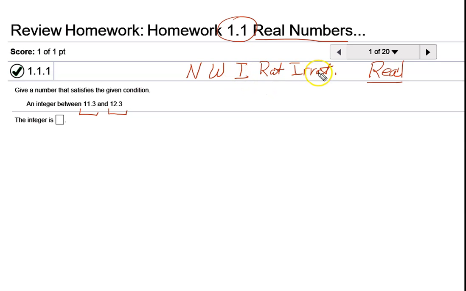So let's see if someone knows this answer. All you would have to write down is this: an integer between this and this is, and if you said 12, that is correct. Now, before we go on, I'm going to ask a few more questions about the sets of numbers.